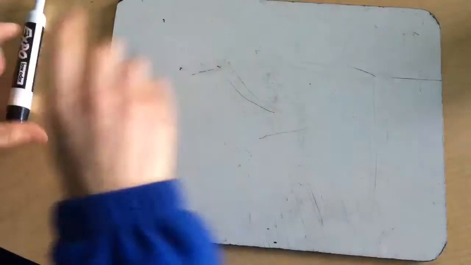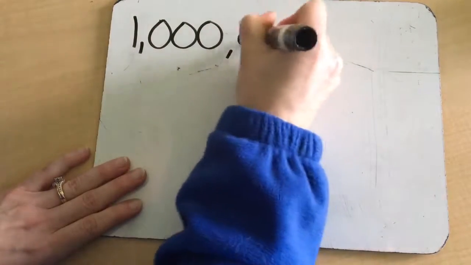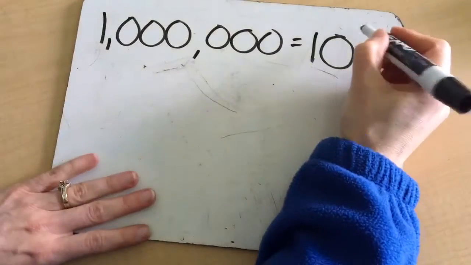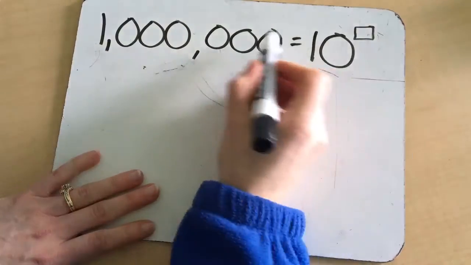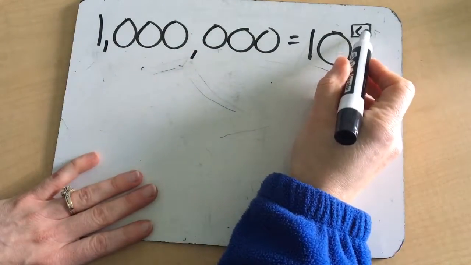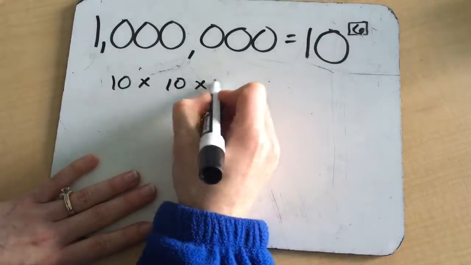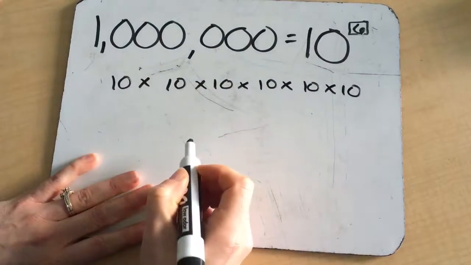All right, let's do one more. I'll give you a harder one here. Go ahead and write this down. And then pause to write down what the exponent would be that goes up here. Go ahead and pause while you figure that out. Hopefully you said that it was 6, because there are 6 zeros. 10 to the 6th power is the same as 1 million. That would be writing 10 times 10 times 10 6 times, and then solving it.